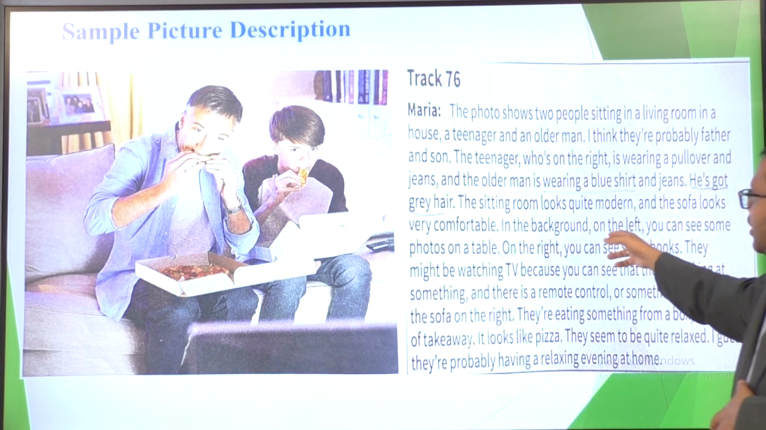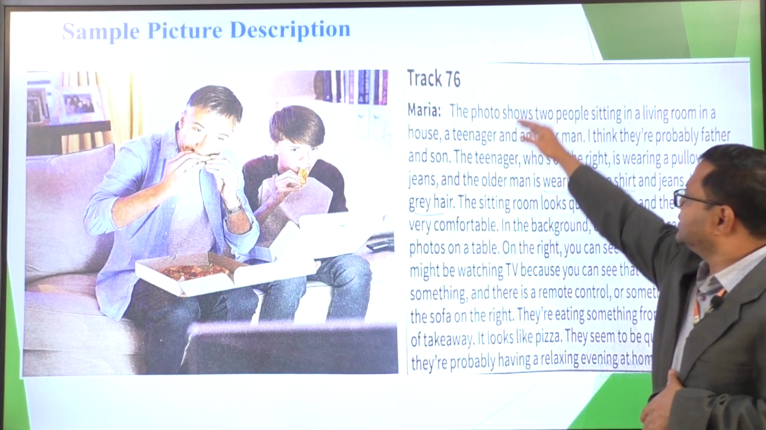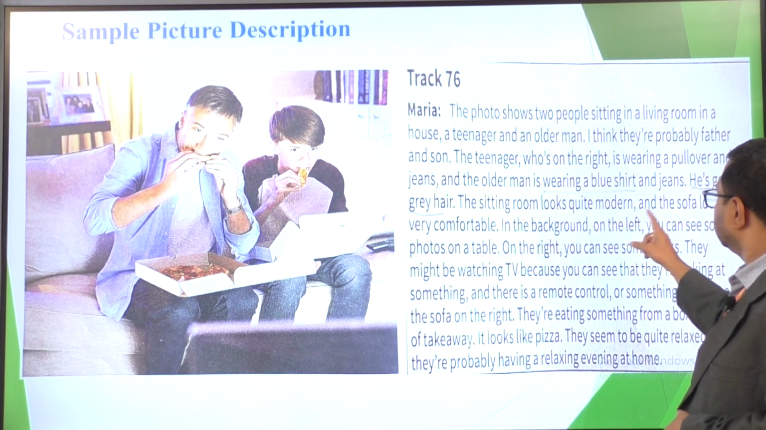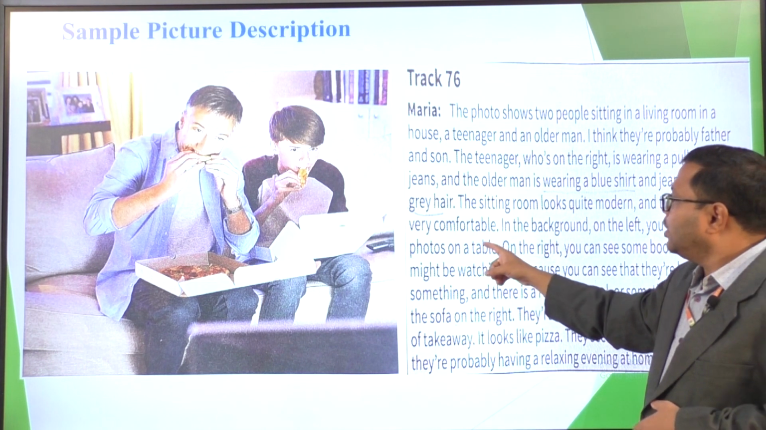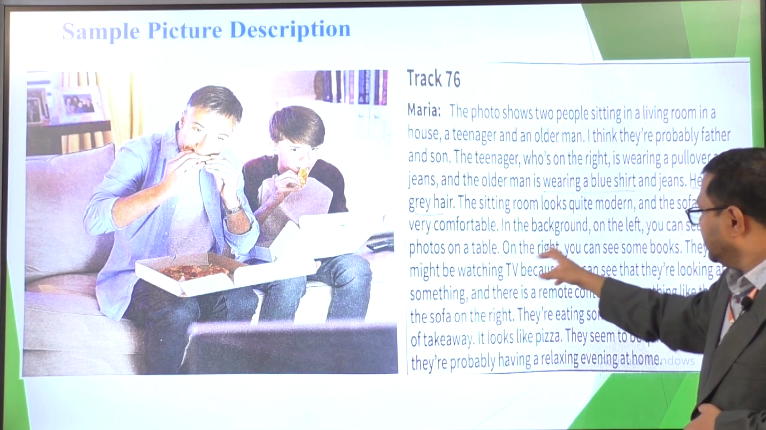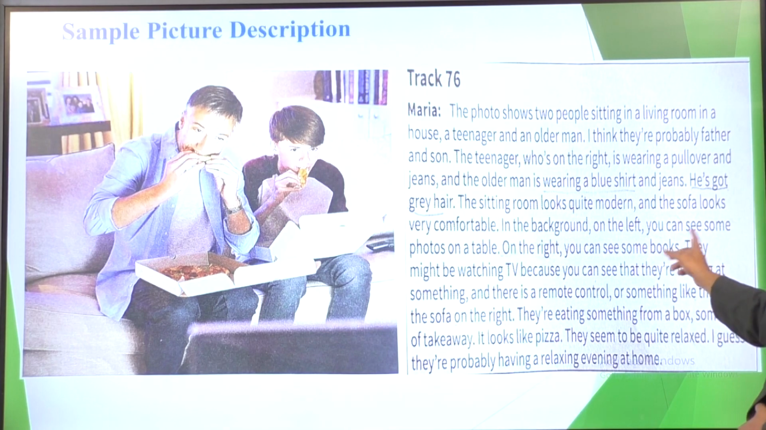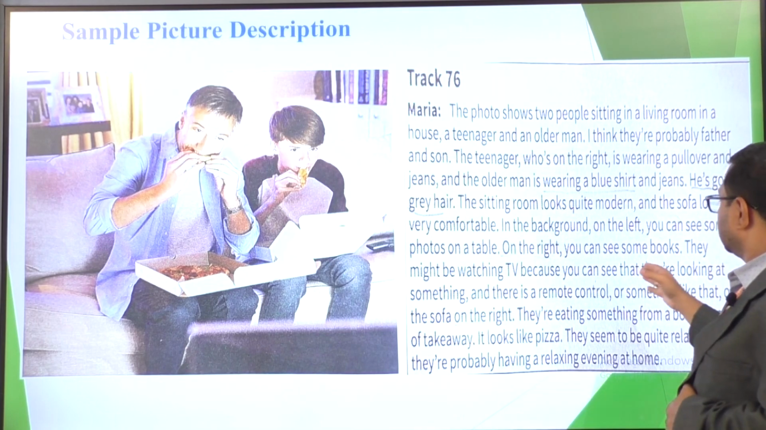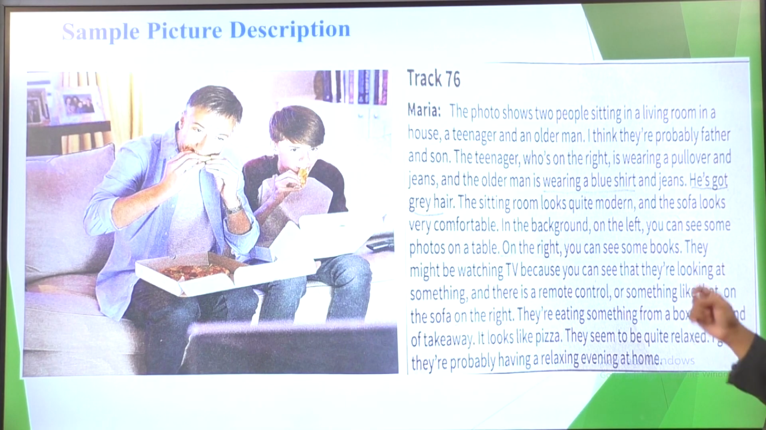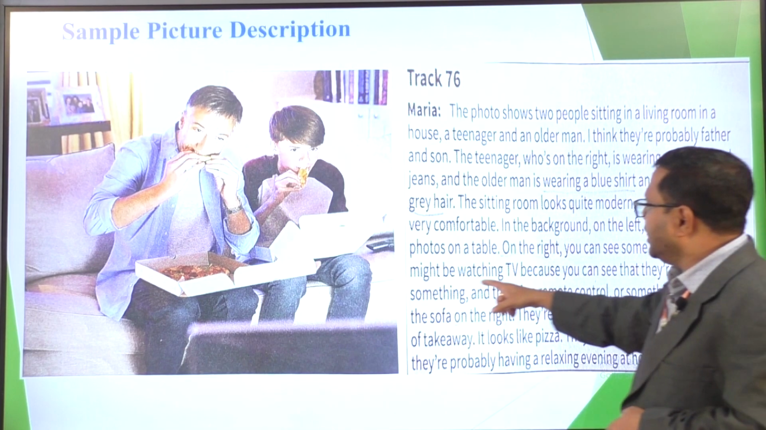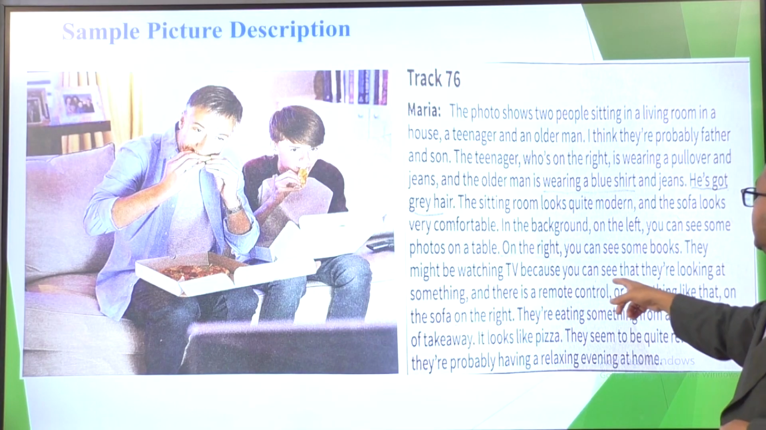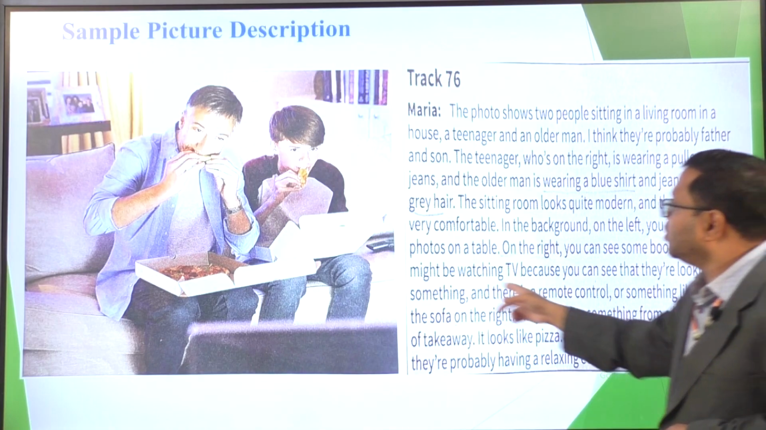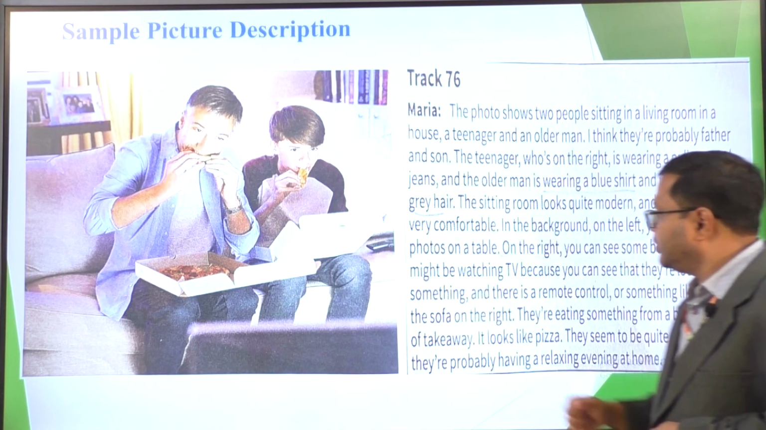Okay. In the background, now first describing the main thing, now you have to come to the background. In the background, on the left, you can see some photos on a table. On the right, you can see some books, or you can say top right corner. You can mention the top right corner of the picture. You can see some books, and they might be watching TV, because you can see that they are looking at something, and there is a remote control beside them.